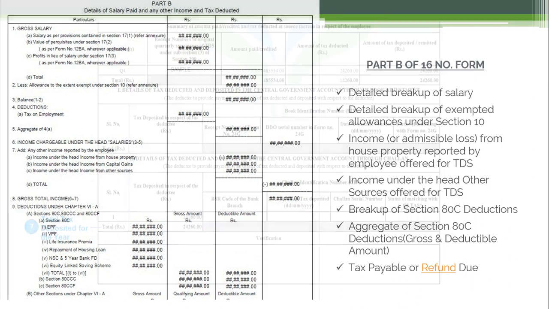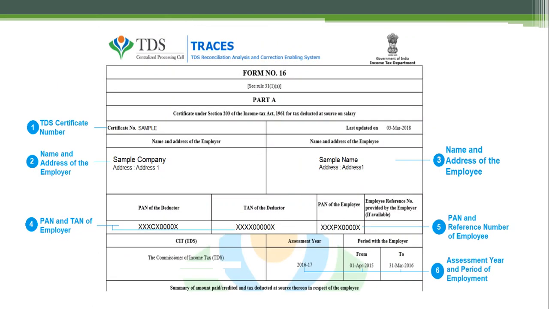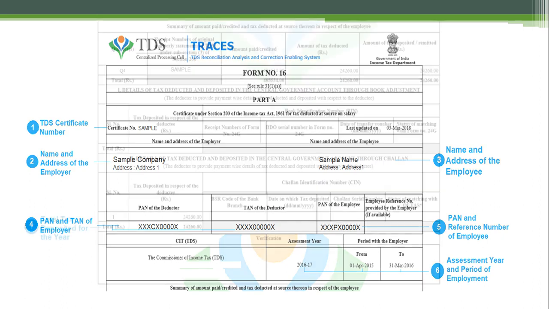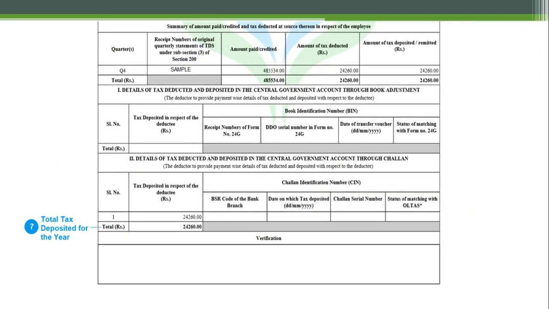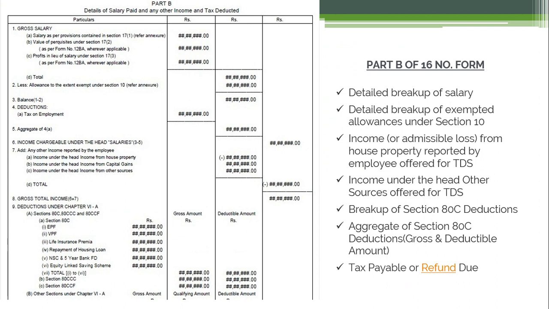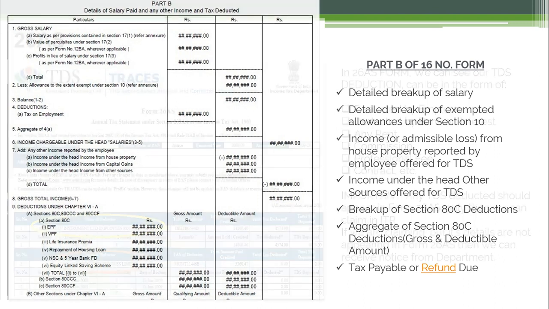So part A is just giving you all these details of employee and employer and the total tax deposited for the year, but part B will give you a detailed breakup of everything, whether it is salary, exempted allowances, income from house property or other heads, other sources, how section 80C deductions are broken up, and the aggregate of section 80C, and if there is any tax which is to be paid by you or any refund. So all these details will be included in part B.